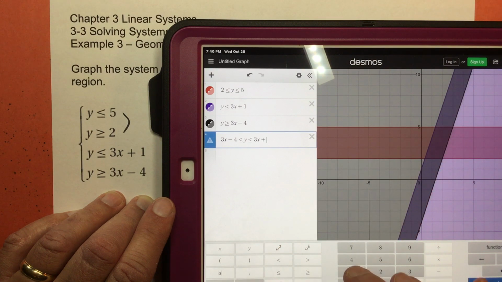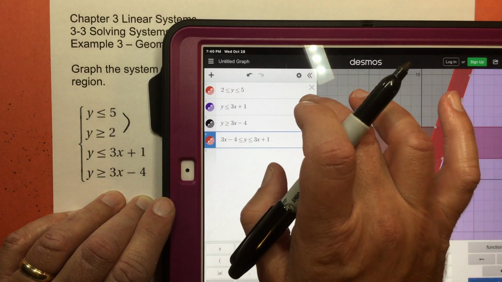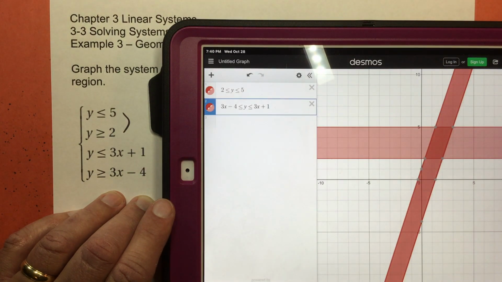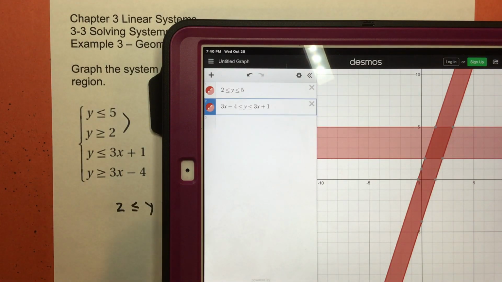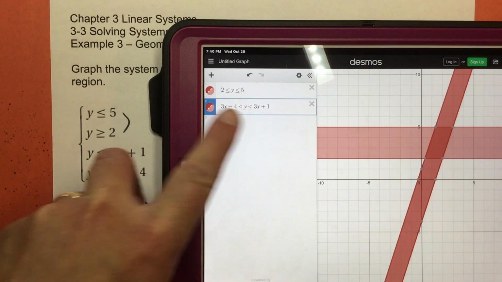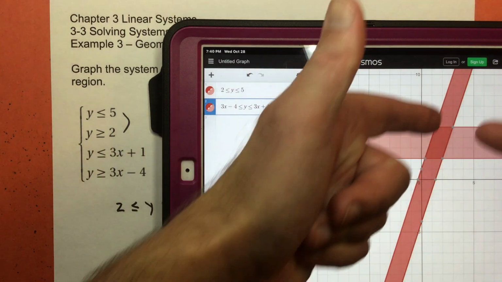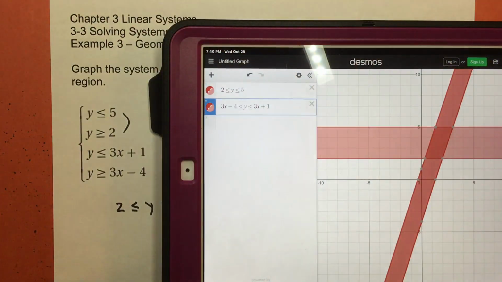3x plus 1. Okay, now let me get rid of these two so you can see a little bit better. Okay, so now see what happened, right? By putting the boundary lines on the other sides of the y's, it allowed me just to graph in between these, like I graphed in between here.